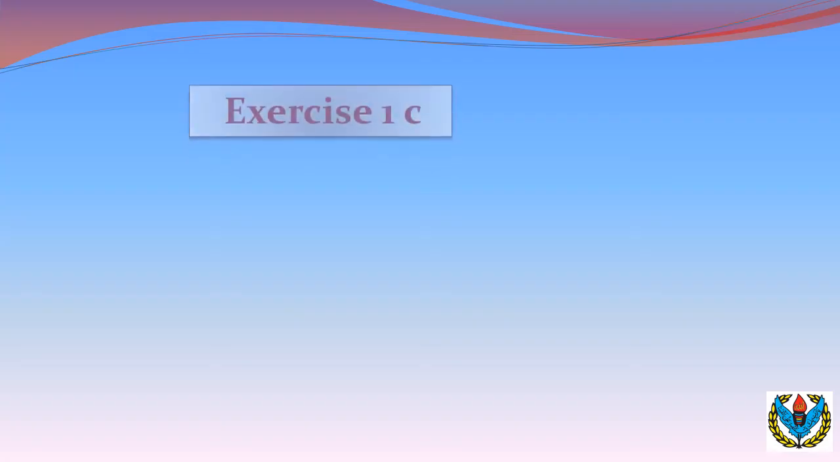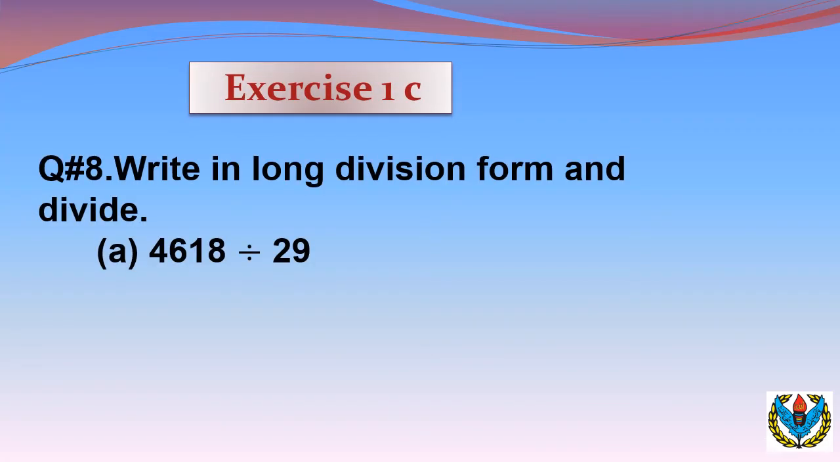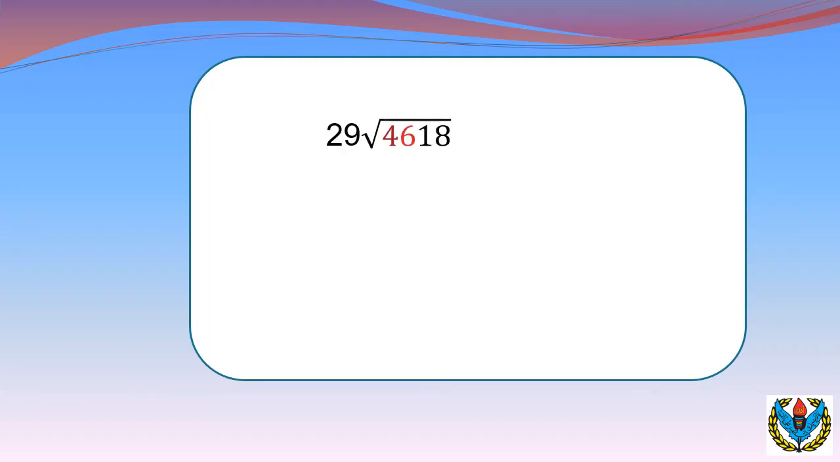Now let's start the questions of exercise 1C. Question number 8. Write in long division form and divide. Part A is 4618 divided by 29. We can write them like this. 4618 will be inside the division sign as a dividend, and 29 will be outside the division sign as a divisor. Now let's start division.